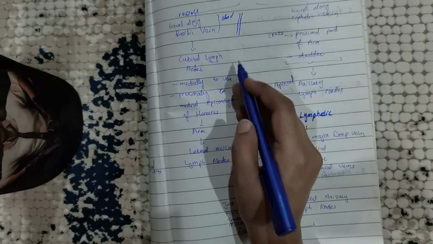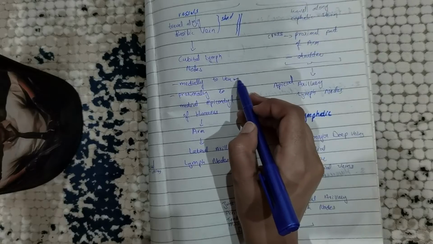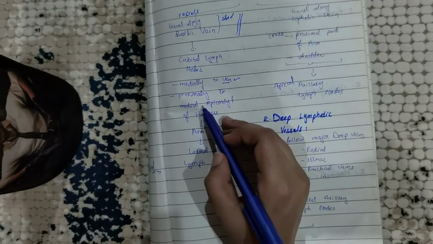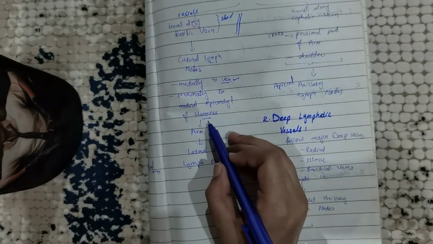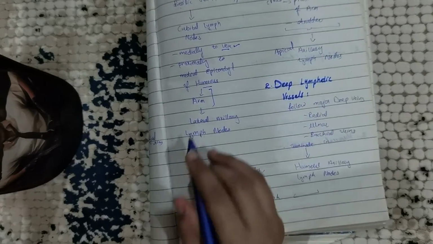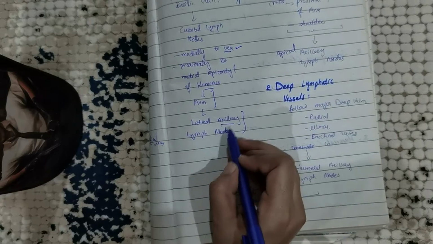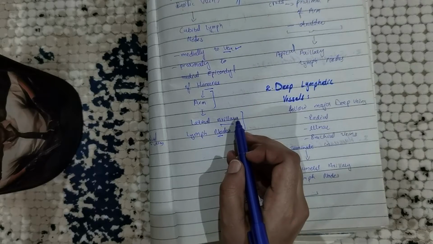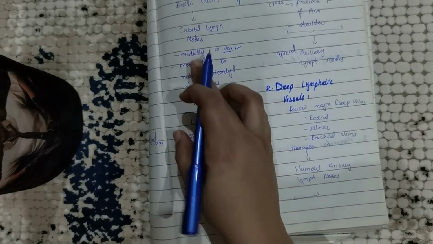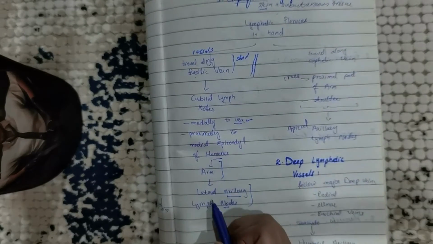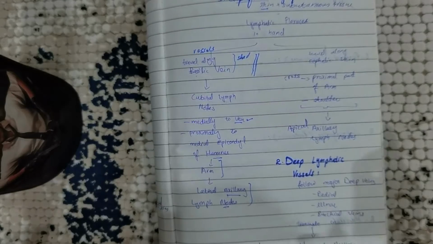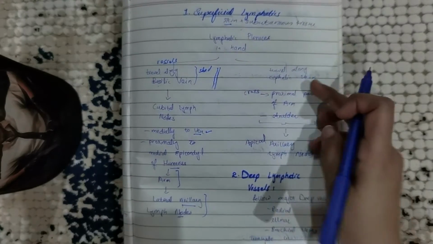Where is the cubital lymph node located? It is located medial to the basilic vein, and proximal to the medial epicondyle of the humerus. Then the vessels travel within the arm and drain into the axillary nodes. Axillary nodes have different types, and the type drained by the basilic vein is the lateral axillary lymph node. Now we come to the cephalic vein.